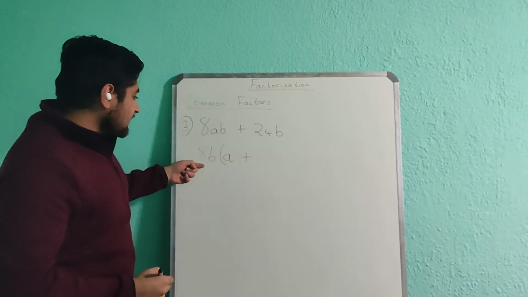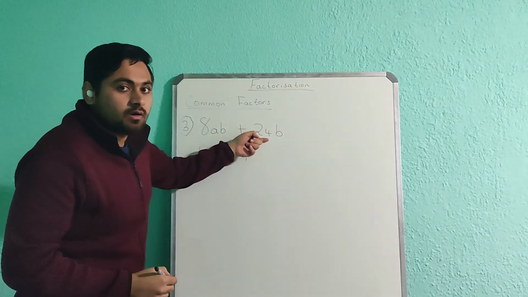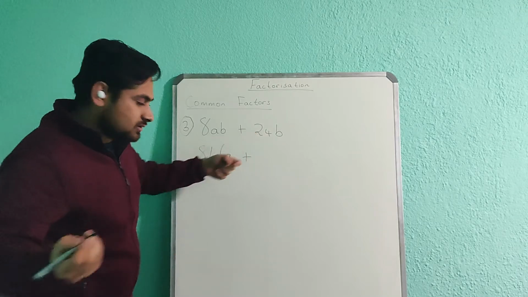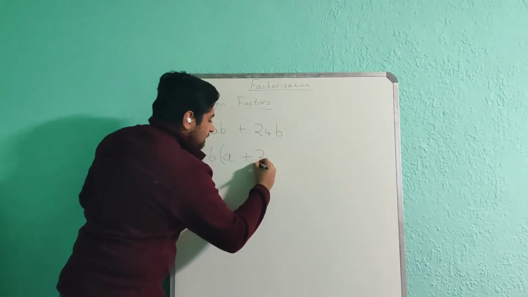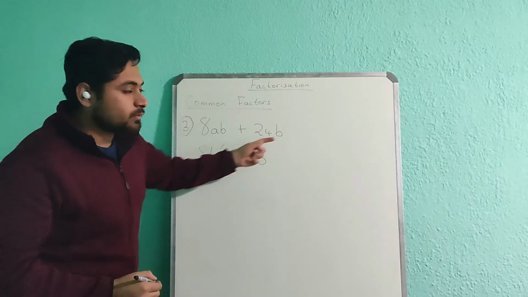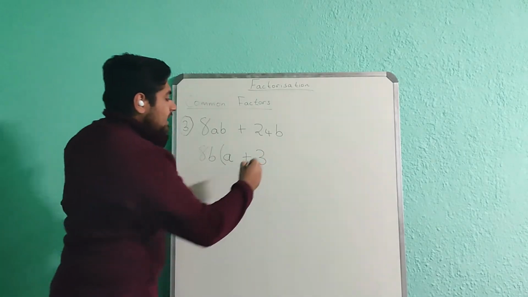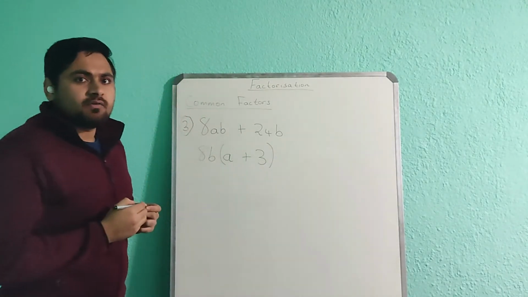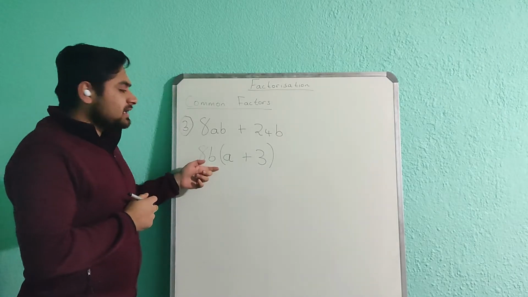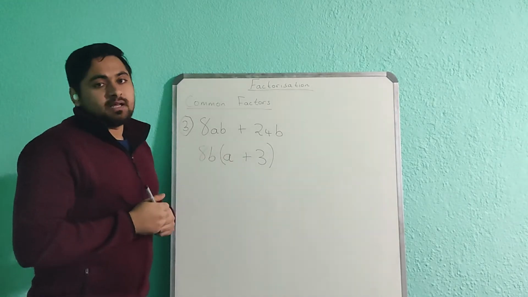So now you got 8 here. How many times does 8 go into 24? 3 times, right? 8 times 3 is 24. So we got 3. And then we already have a b here, so we don't need to write it again. And now we just close the bracket. Therefore, our answer is 8b into the bracket a plus 3.